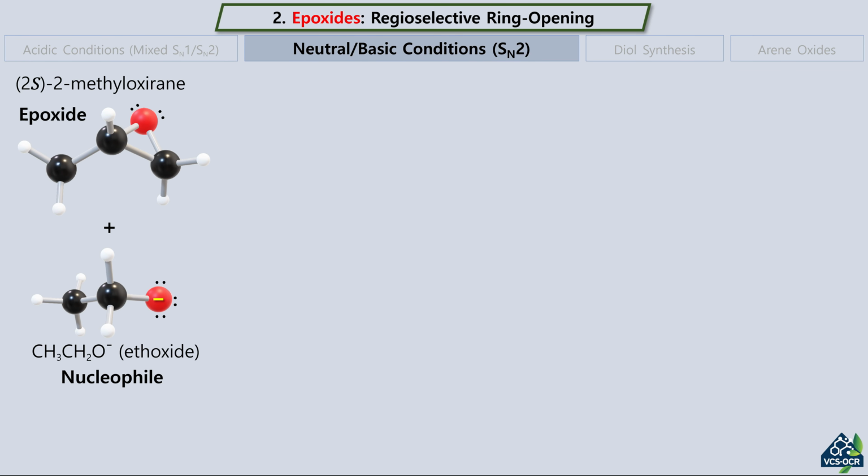In neutral or basic media, the regioselectivity of the epoxide ring opening is governed by a straightforward SN2 mechanism. Unlike acidic conditions, there is no prior protonation to weaken the C-O bonds. Therefore, the reaction is driven purely by the accessibility of the carbon atoms, making steric hindrance the dominant factor. The nucleophile targets the less hindered carbon to minimize steric repulsion during the transition state.